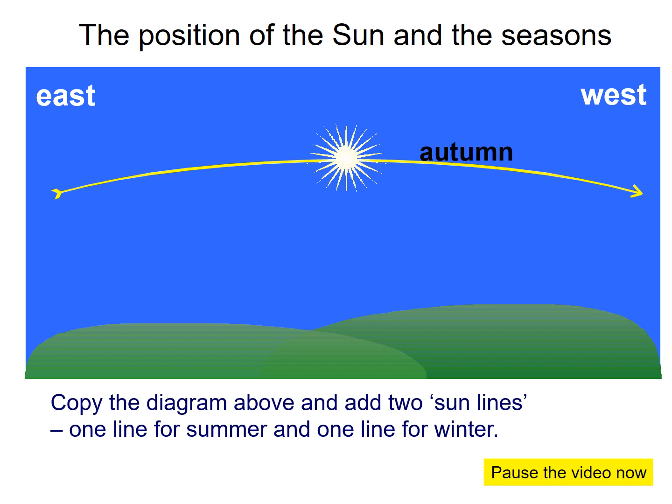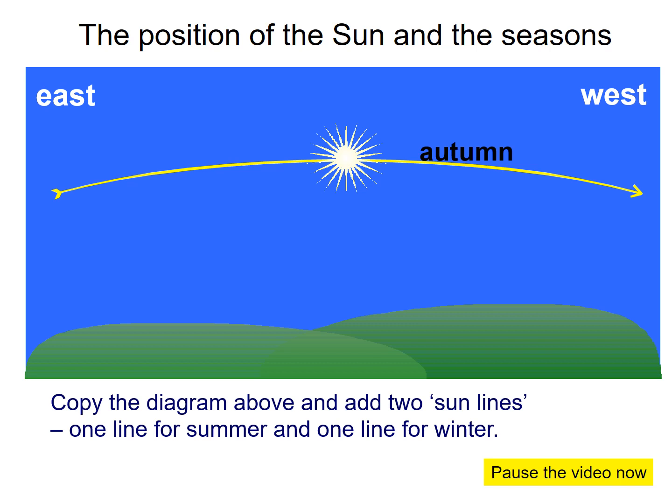But in the winter, the sun is lower and the sun's rays are spread over a larger area. And this causes the temperature to be lower. So the energy of the sun is not as concentrated as it is in the summer.